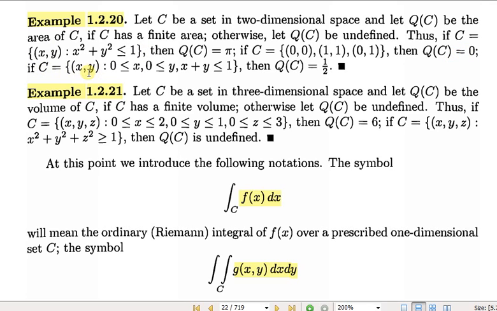If C is the set in two-dimensional space of x and y such that x is greater than or equal to 0 and y is greater than or equal to 0, and x plus y is less than or equal to 1, then Q(C) equals 1/2.